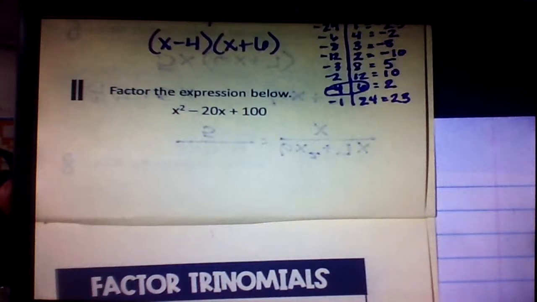So a negative plus a negative is a positive? No. A negative plus a negative is a negative, but when you multiply them, it becomes positive. I thought when you were adding together.